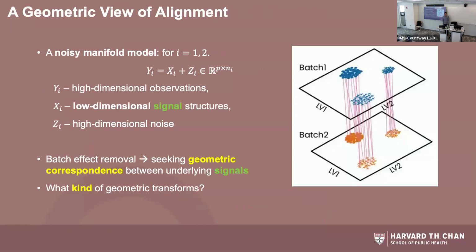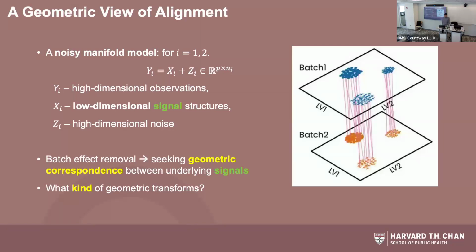So the general framework of our consideration of alignment can be formally introduced by this noisy manifold model. It's very simple. Suppose we just have two data sets to be aligned or integrated together. The data set can be written as matrix Yi, i equals 1 or 2, and this is an n by p matrix, where n is the cell number and p is the feature number. And we suppose that this high dimensional data set is a noisy observation of some intrinsically low dimensional signal matrix Xi.